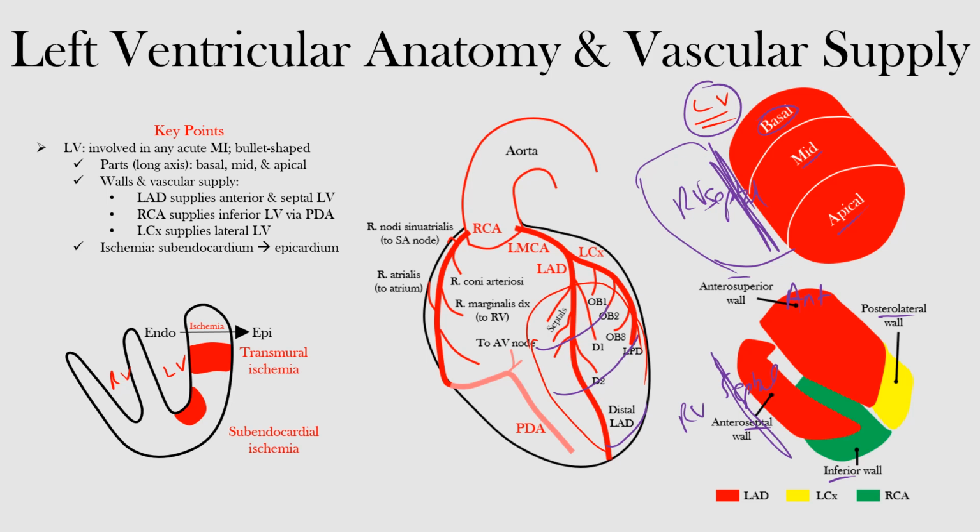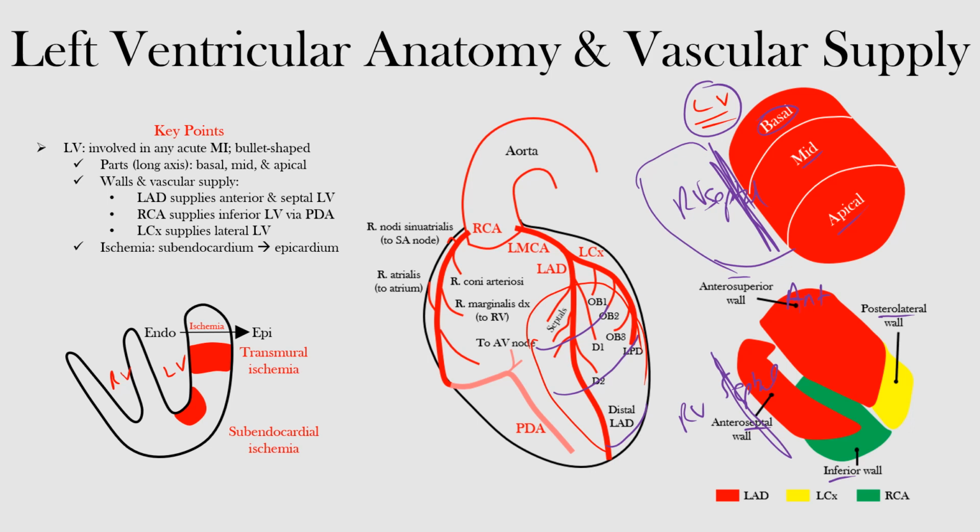So when we say there's an anterior MI, we're suggesting that there's an infarct in the region of the anterior wall of the left ventricle. And when we say there's an inferior MI, we're suggesting that the inferior wall of the left ventricle is infarcted. And the same holds true for the lateral and septal parts. Hopefully this is making sense.